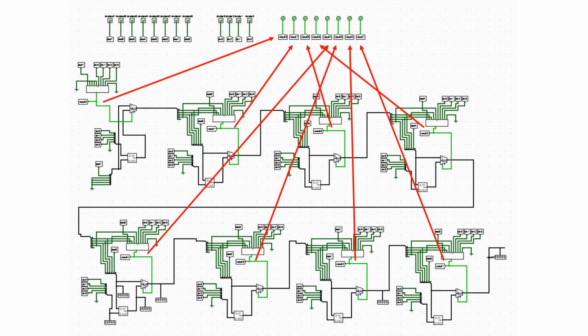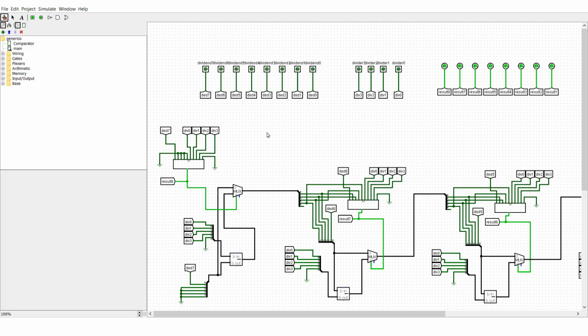On each step of the block, we will get 1 digit of the quotient, so we need 8 blocks to get all the 8 digits of the result, as you can see in this image. Now, let's make some examples on our circuit. First, we will do the same example from the beginning of the video. Let's divide 157 by 13.